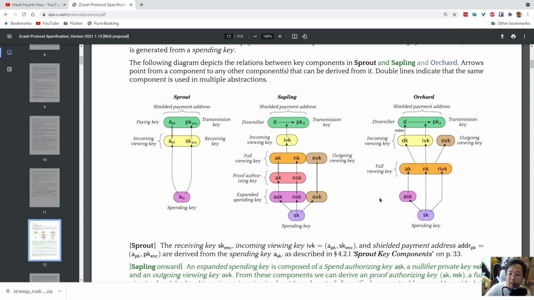The Orchard one is a bit different, but I haven't actually reviewed this one yet, so I don't really know how this works. And Sprout is obsolete. It's not used too much anymore. So let's look at this one. This is Sapling. So you start with a spending key, right?